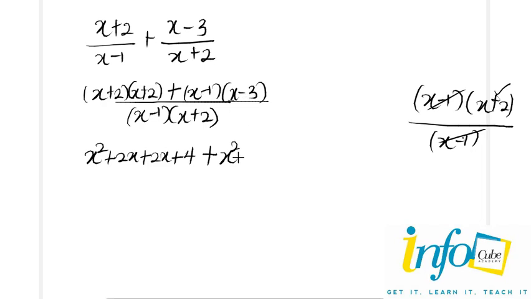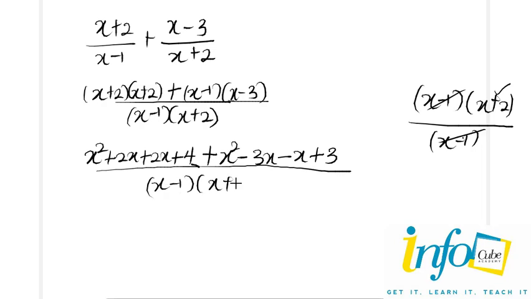x times minus 3 will give you minus 3x. Minus 1 times x will give you minus x. Minus 1 times minus 3 will give you plus 3, all over x minus 1 and x plus 2.